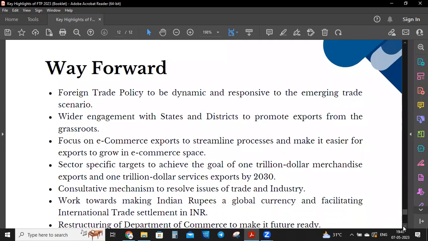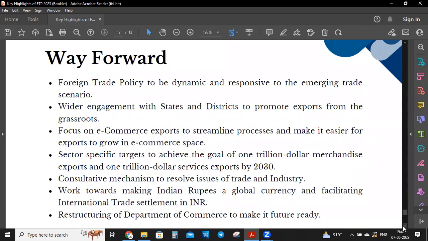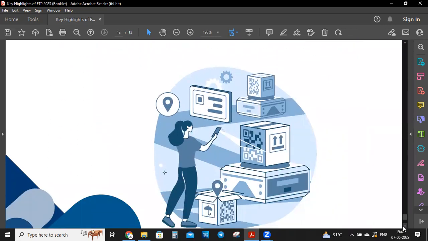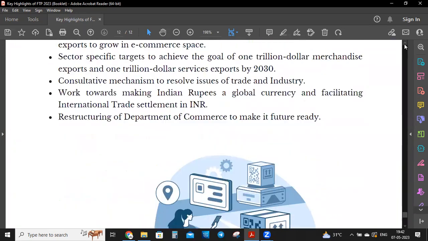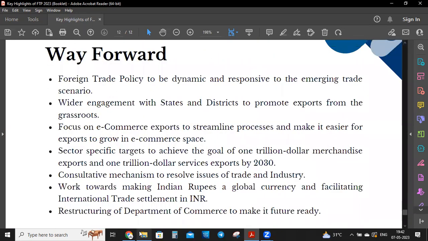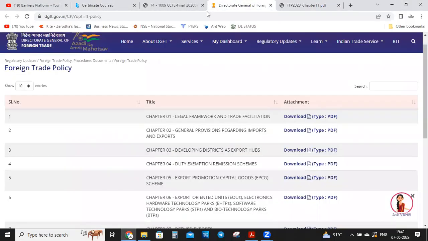So way forward. So this is the summary. So friends, in this way, this foreign trade policy is very important. So some of the points which we have discussed, you can go through and you can learn them by heart so that it will be helpful for you in the coming exam. Okay, so I hope, friends, this is beneficial for you. So you can also go through chapter wise details of foreign trade policy, as I already mentioned, on this DGFT site.